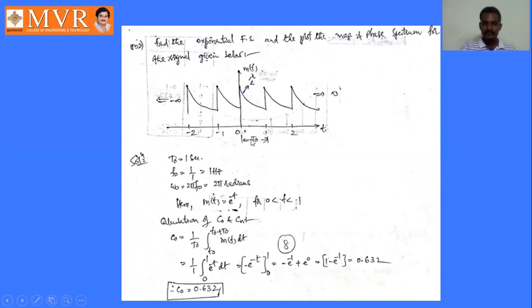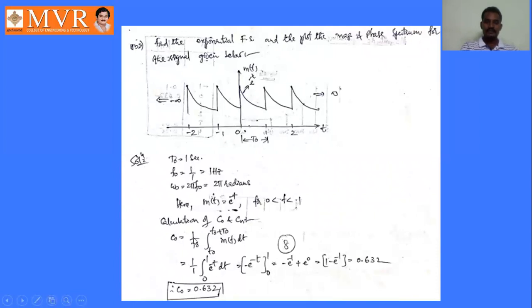Okay, so first of all, we have to write the basic fundamental time period, that is T0 equal to 1 second, and f0 is the reciprocal of the time period, that is 1 by 1, that is 1 Hz. Omega 0 is 2 pi into f0, that is 2 pi into 1, that is 2 pi radians. Next, m(t) is given as e^(-t) from 0 to 1, for 0 < t < 1. Next we have to calculate C0 and Cn.